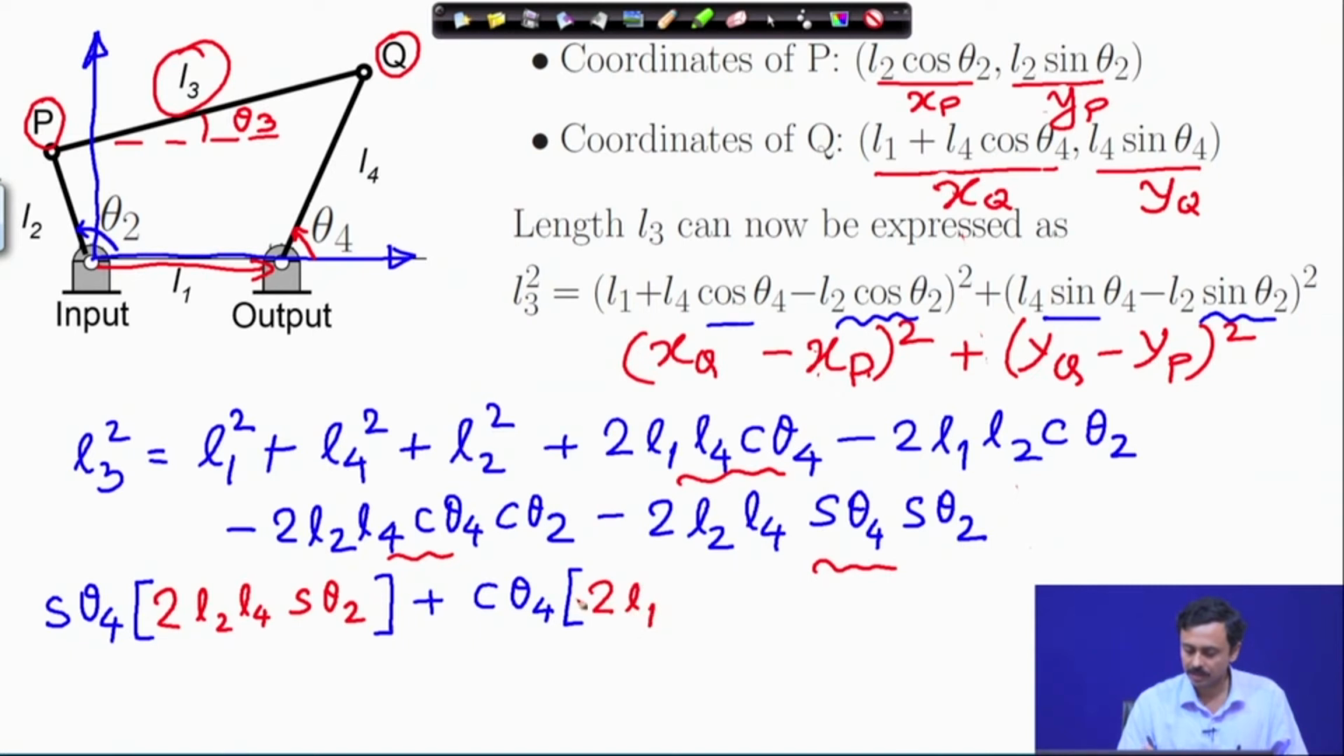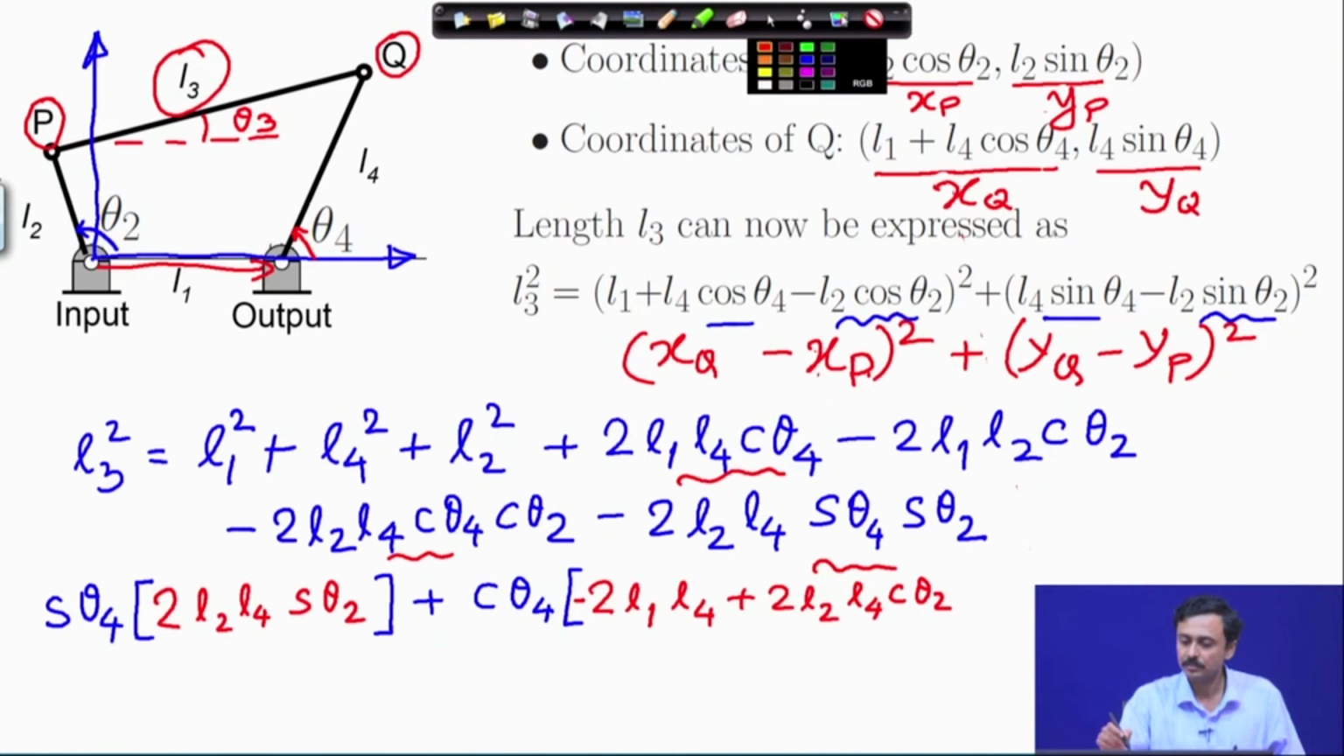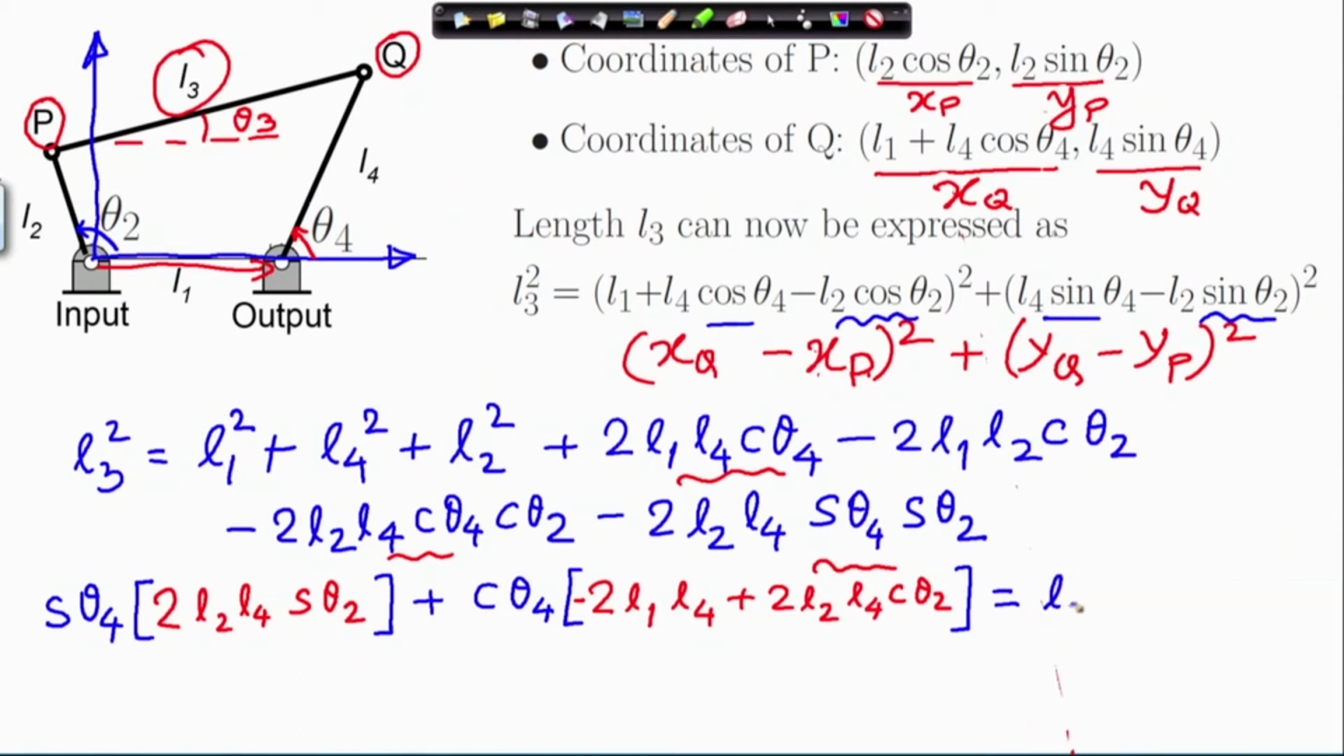2 L1, so this will come with a negative sign, 2 L1 L4 and plus 2 L2 L4 cos theta 2, and that is equal to L1 square plus L4 square plus L2 square minus L3 square. I am bringing L3 square to the right hand side, minus 2 L1 L2 cos theta 2. So, this is what I have.